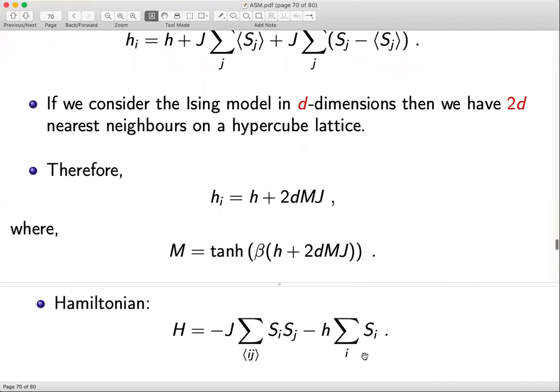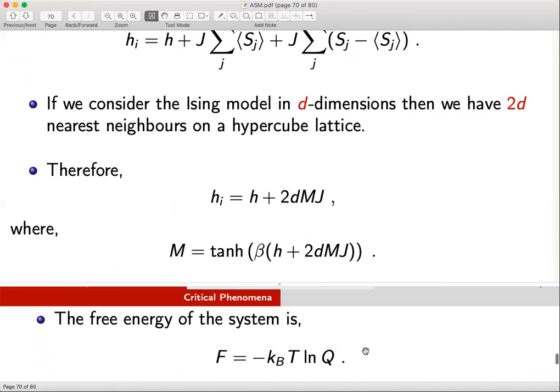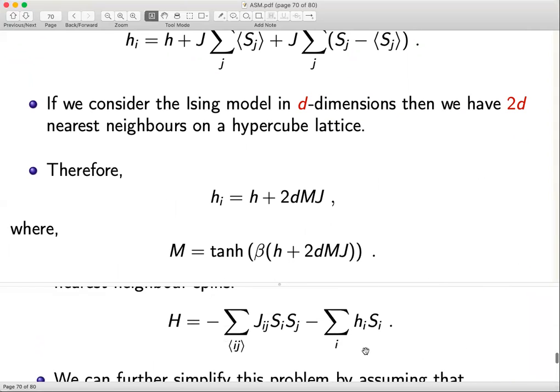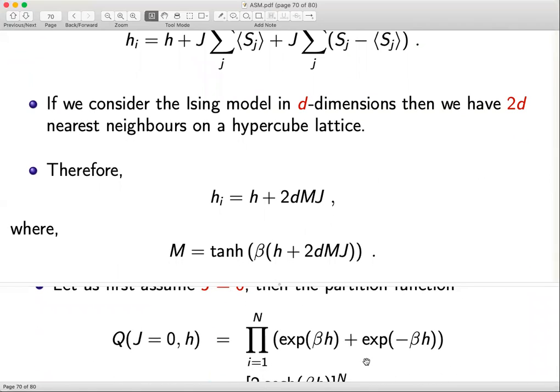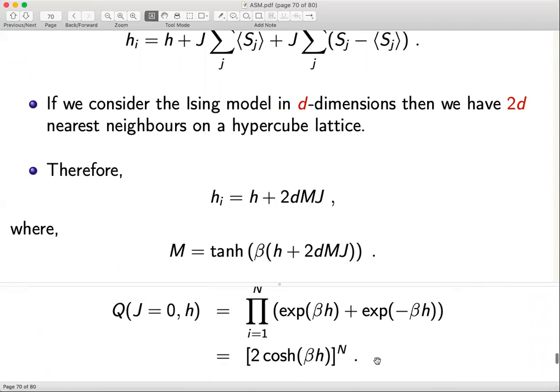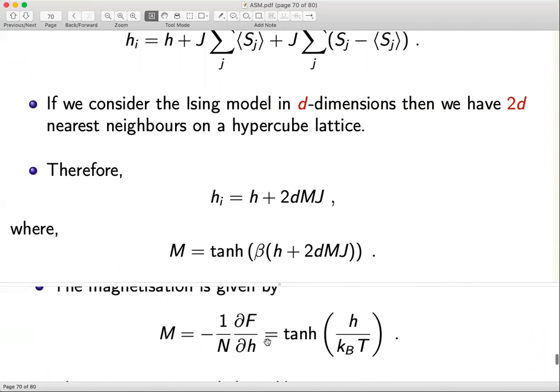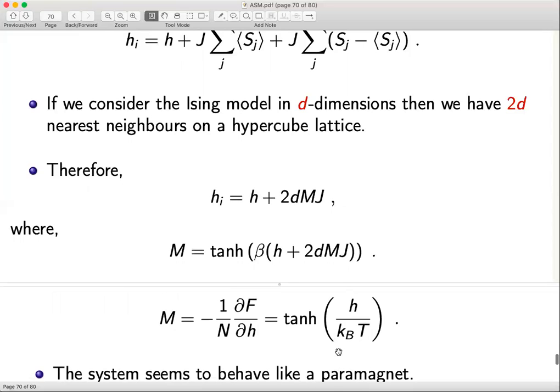Once you have figured out what Hi is, we have already solved this problem. If your Hamiltonian had J equals 0, then your partition function would look like this, and your magnetization takes the form like that. The only difference now is that there the magnetization was tanh(H/kBT), while here your magnetization would be tanh(Hi/kBT), because that is the magnetic field seen by the spins, and that is what would be the argument of the tanh curve.